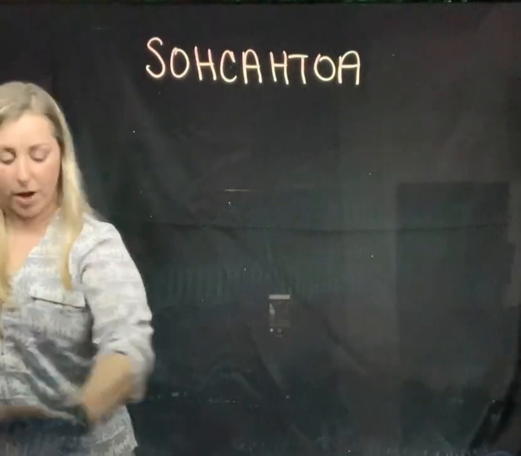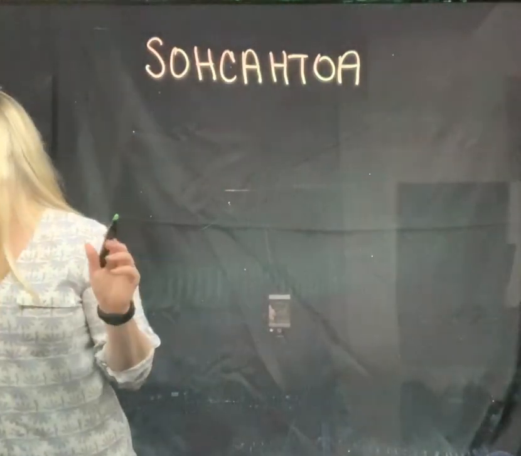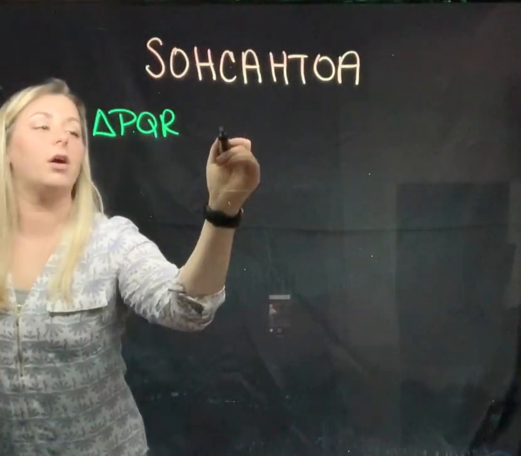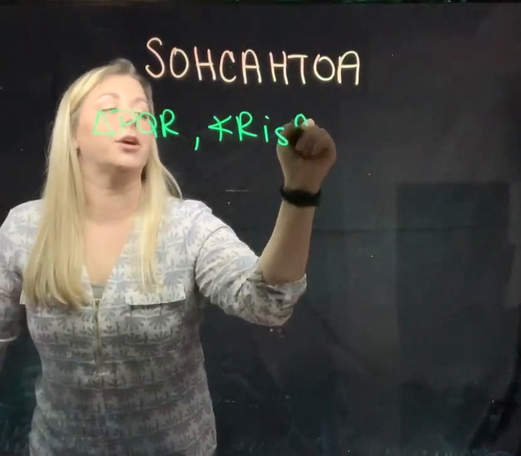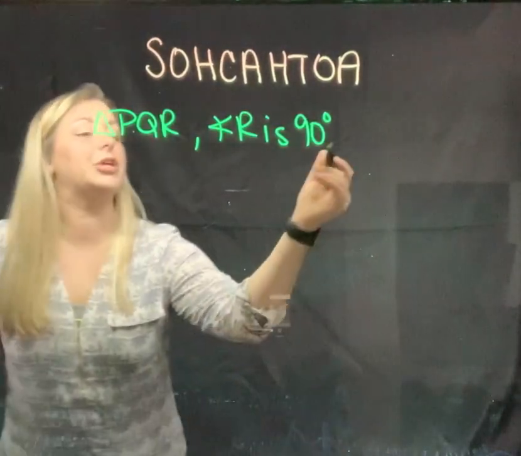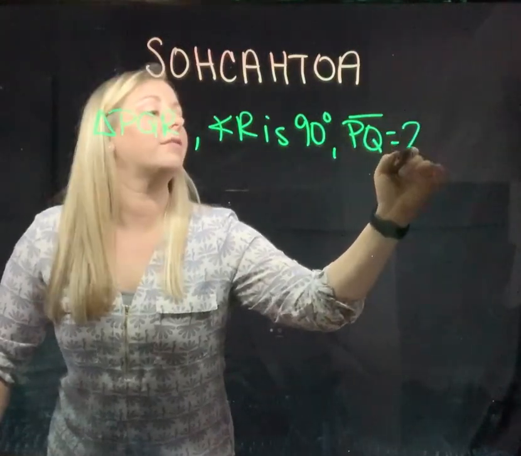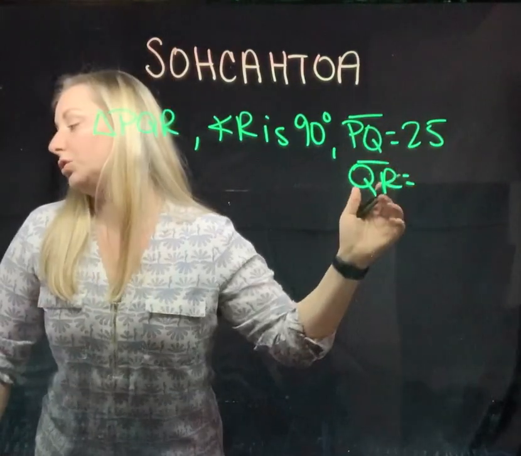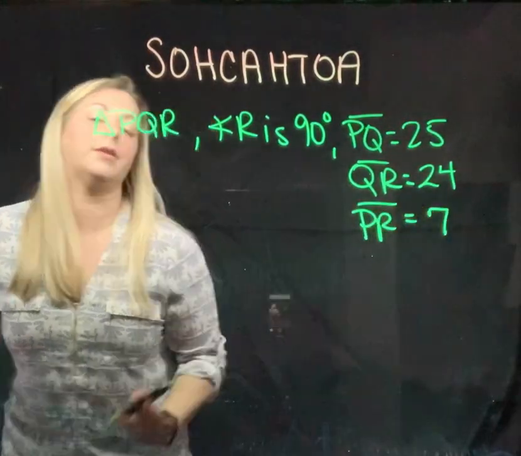Okay, so for this specific problem, we are given triangle PQR, and angle R is 90 degrees. So we know that that's the right angle right there, angle R. We also have PQ is equal to 25, and then QR is equal to 24, and then PR is equal to 7.